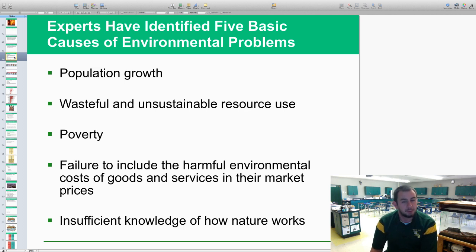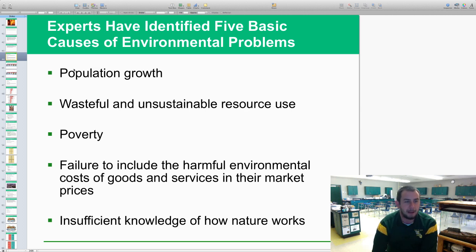But failure to include the harmful environmental costs of goods and services in their market price. So, you look at electronic goods, how much electronics that we have, all those have to be disposed of, and how toxic are they to the environment is not really put into the purchase price of it. Also, the biggest one, and probably the last one, is the ignorance of it all, the insufficient knowledge of how nature actually works in dealing with environmental problems and dealing with itself.